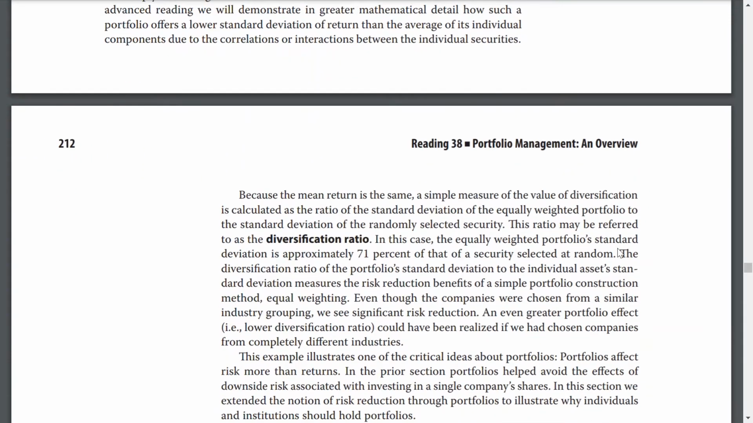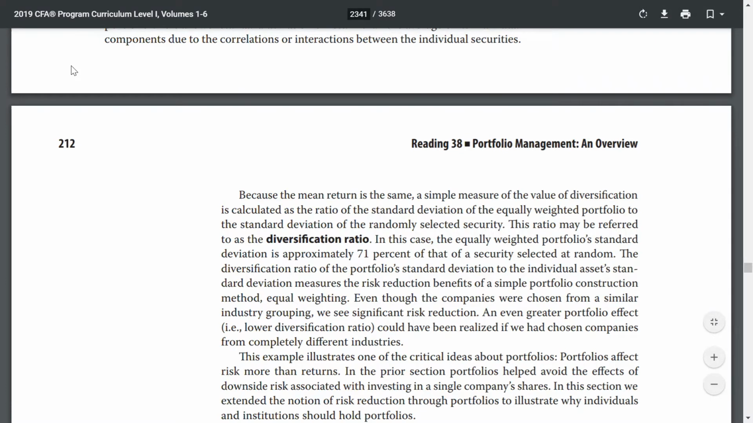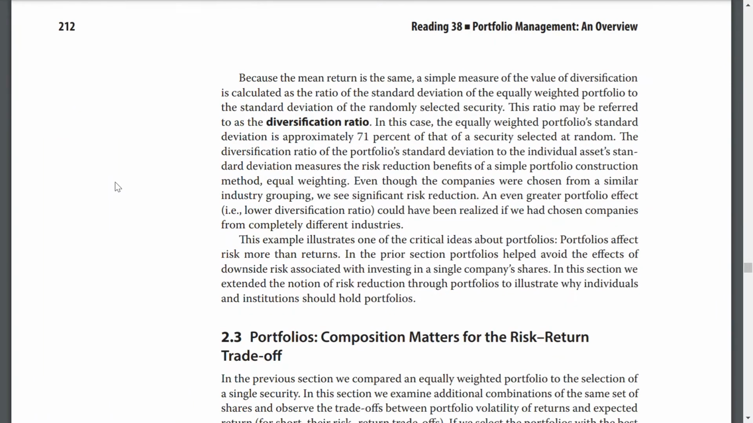Because the mean return is the same, a simple measure of the value of diversification is calculated as the ratio of the standard deviation of the equally weighted portfolio to the standard deviation of the randomly selected security. The ratio may be referred to as the diversification ratio. In this case, the equally weighted portfolio's standard deviation is approximately 71% of that of the security selected at random.